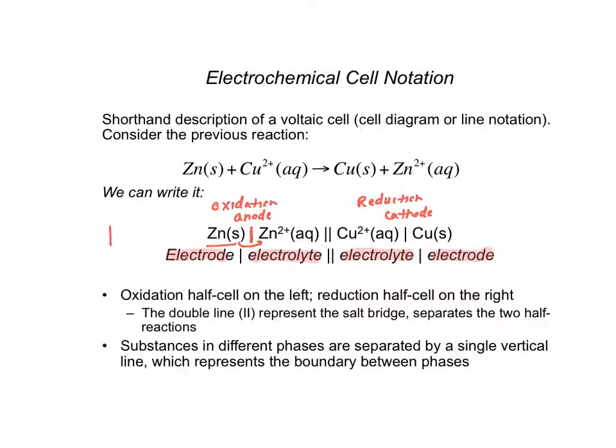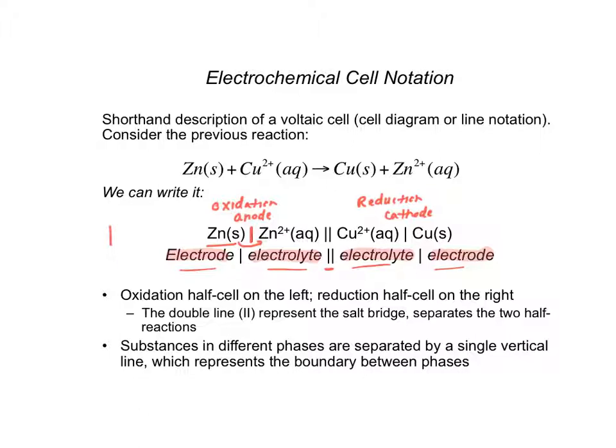Anytime there's a salt bridge connecting the two separate half reactions, we use this little double line instead. Okay, so again, the anode, the electrolyte, we separate it via a single line, salt bridge with the two lines, the cathode electrolyte, and then the cathode itself. And again, that's going to tell you essentially what's happening in the overall voltaic cell.